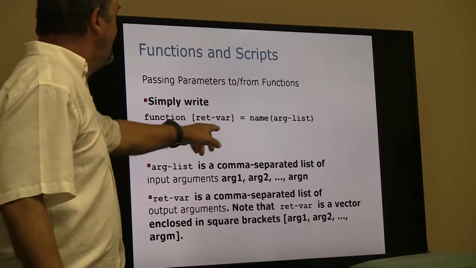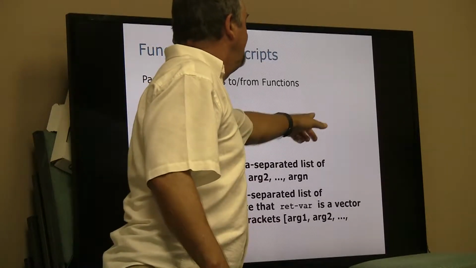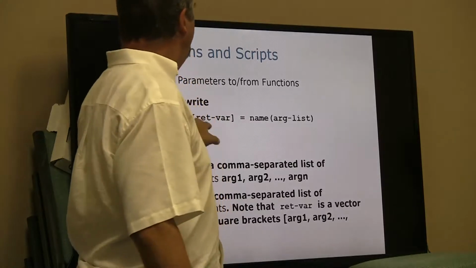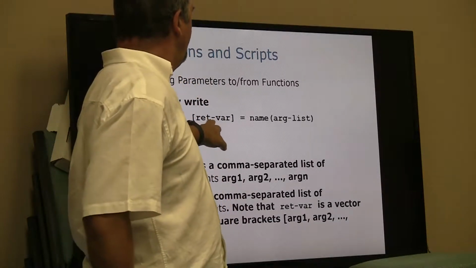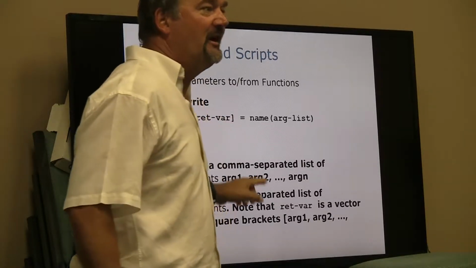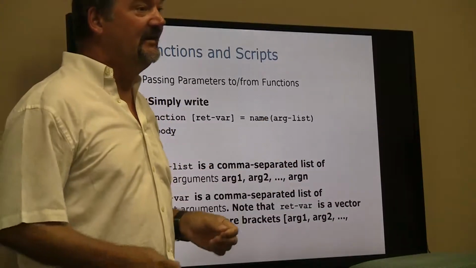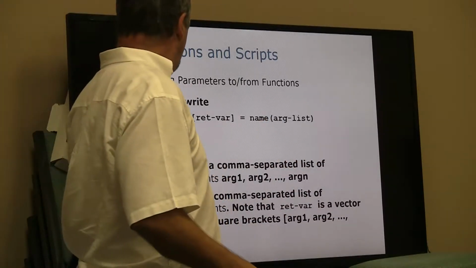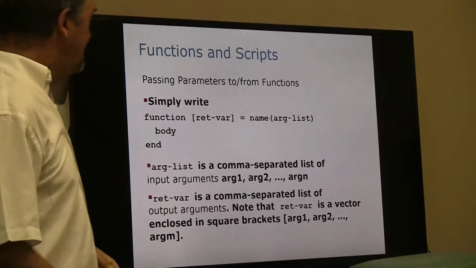Passing parameters: you invoke the function name and give it an argument list in parentheses. If it has just a single return value, you can put the variable name there, or if you use the square brackets, the function can return multiple values, and they'll be assigned into the list of variables that you put inside the brackets.